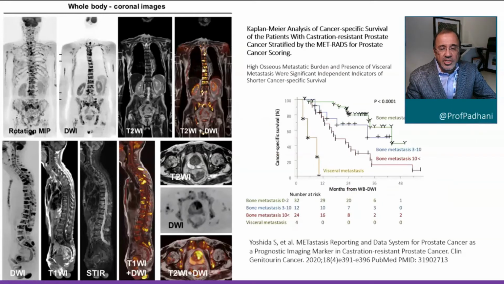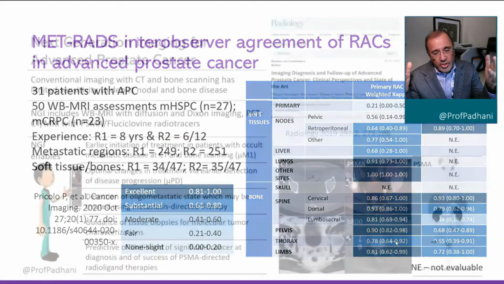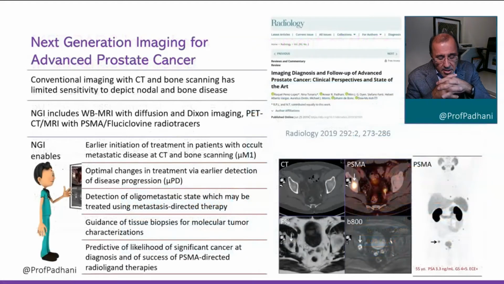But we know the disease we see on a whole body MRI scan is prognostic, and this was published recently. And we know that when we look at response assessment, the inter-observer agreement is actually very good for whole body MRI scans, particularly for bone disease. So with this background in mind, we've got radiologists jumping up and down, making some really quite wild claims.